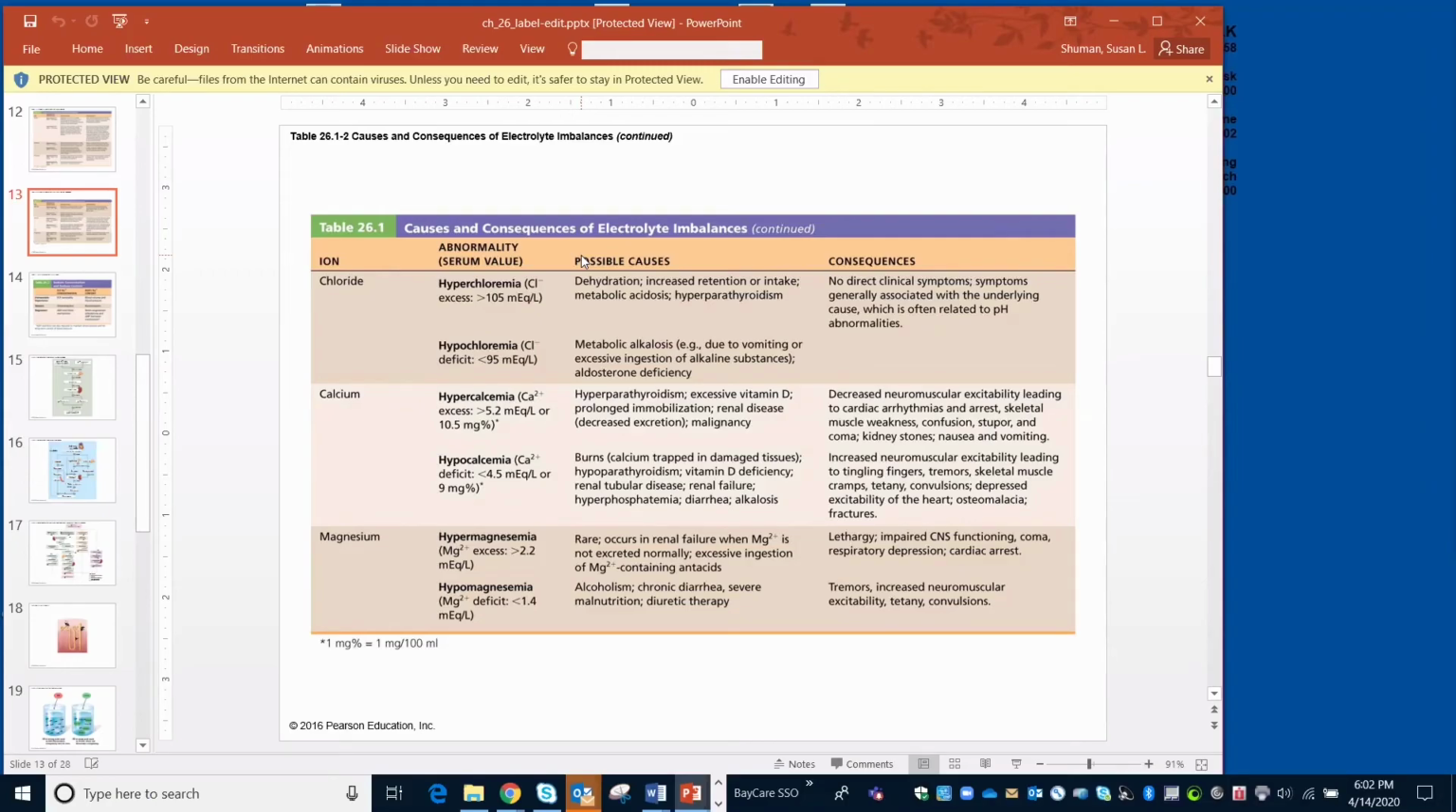Everybody see the terms: hypercalcemia, hyperkalemia, hypermagnesemia, hypernatremia. Everybody okay with the terms? Because calcemia makes sense. Kalemia is what? It's potassium. Natremia is sodium. Okay, so make sure you're comfortable with those, because nobody is going to say hypersodiumemia. They're going to say natremia.